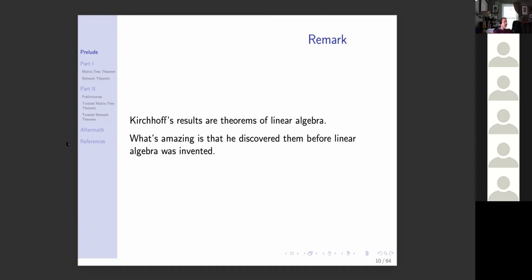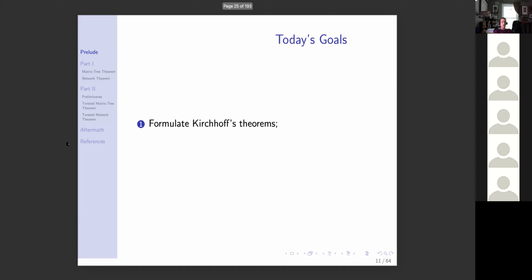Yet you can look at his paper and you see the guy is something of a genius, that he's able to do all of what he's doing, right? He doesn't have the tools, but he nevertheless is able to do it. So this just enhances my respect for him greatly, for his accomplishment. Okay, so today's goals are really twofold. I'm going to formulate Kirchhoff's theorems.